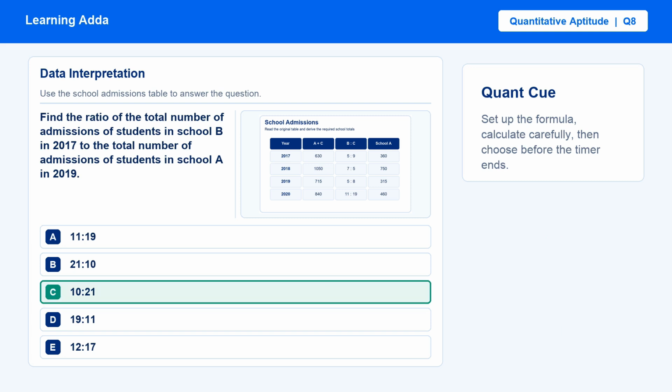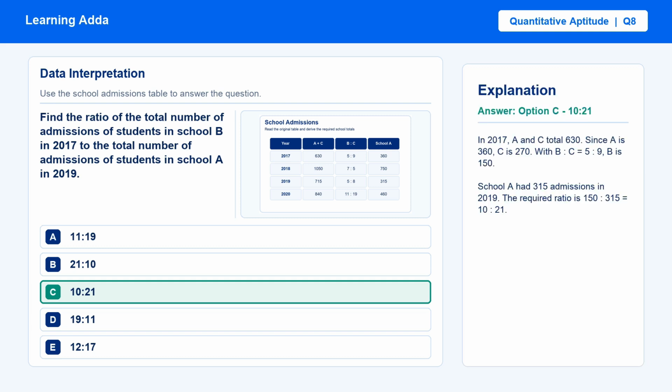The answer is option C, 10 is to 21. In 2017, A and C total 630. Since A is 360, C is 270. With B is to C equal to 5 is to 9, B is 150. School A had 315 admissions in 2019. The required ratio is 150 is to 315, which is equal to 10 is to 21.